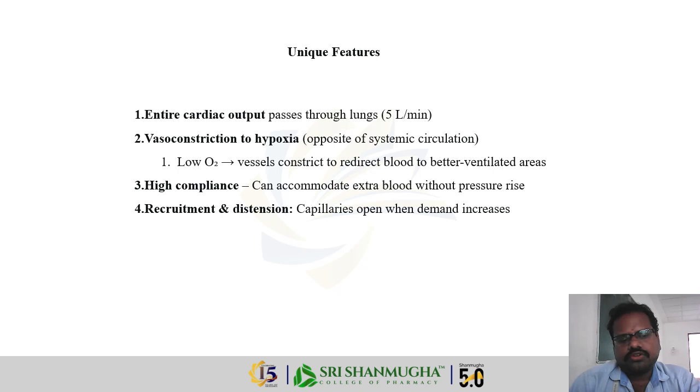So what is the unique feature? The unique feature is entire cardiac output passes through the lungs. That is 5 liters per minute. So generally 5 liters per minute cardiac output will be going out of the heart. Then vasoconstriction to hypoxia, the opposite to systemic circulation. Once the oxygen is lower, the blood vessels constrict and redirect the blood to the better ventilated areas. Then high compliance can accommodate extra blood without a pressure rise. Then recruitment and distension, the capillaries open when demand increases. So these are unique features.